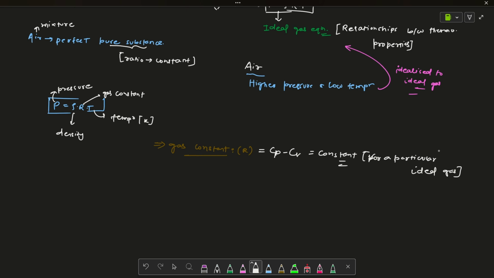Now we will quickly discuss the dimension of R. I will write it here. These questions are important for GATE and AC purposes. The dimension is L square T minus 2, and for temperature we get Kelvin, so Kelvin minus 1. This one is the dimension of the specific heat.